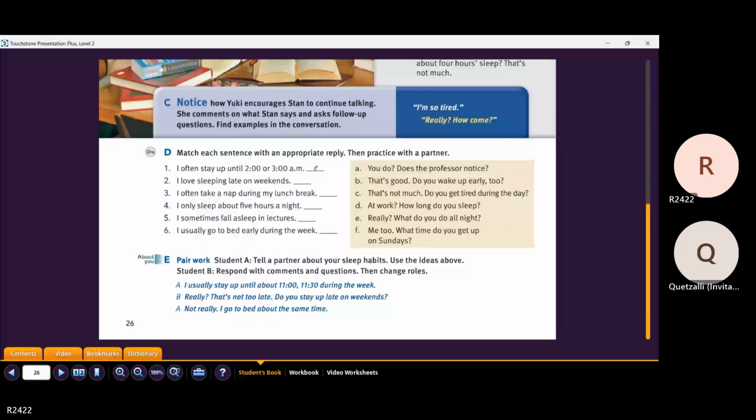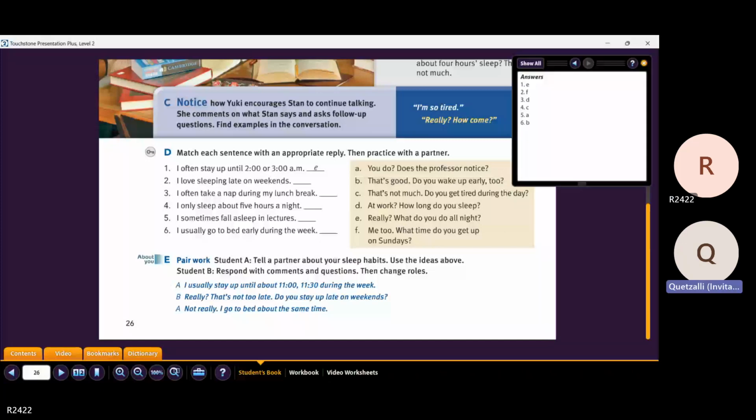During the day, exactly. Number five. I sometimes fall asleep in lectures. Letter A. You do? Does the professor notice? Exactly. And the last, I usually go to bed early during the week. Letter B. That's good. Do you wake up early too? Exactly. Easy. Any questions about vocabulary? No.